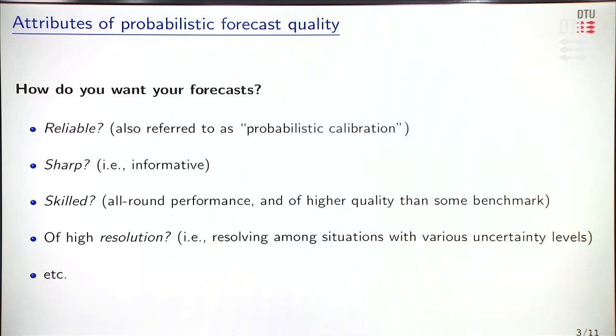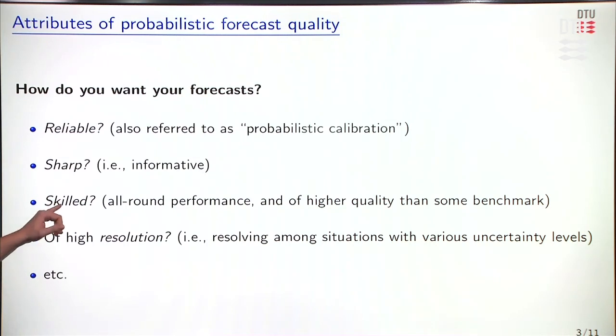Also, when it comes to probabilistic forecast quality, the attributes are quite more complicated. So I call it here, how do you want your forecast? You may want your forecast to be reliable. Reliability, which is also called probabilistic calibration, is about how you respect the probabilistic contract. You may want your forecast to be sharp. Sharp is here in the sense of informative. So you want these interval predictions to be as tight as possible, since that means you're pretty sure of what's going to happen, since you give a clear trajectory for the future.